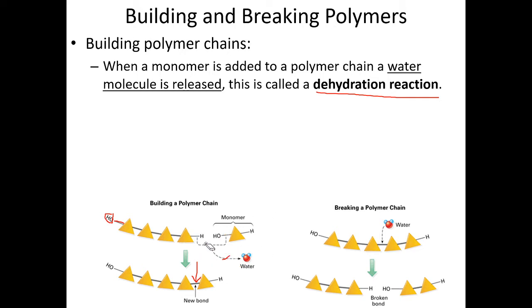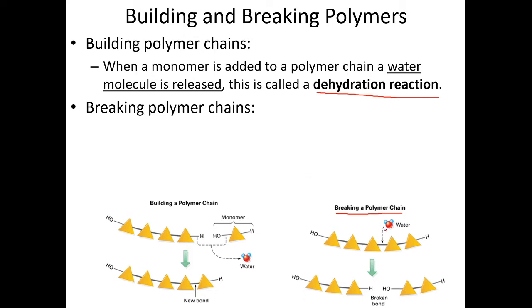Let's erase some of this stuff, and now that you know how to build a polymer chain through a dehydration reaction, let's look at how you go about breaking down a polymer chain, right? How do you break stuff down? Your body's always breaking stuff down, whether it's food or other substances. You guys know that. How do you break stuff down? Well, you add water, okay?